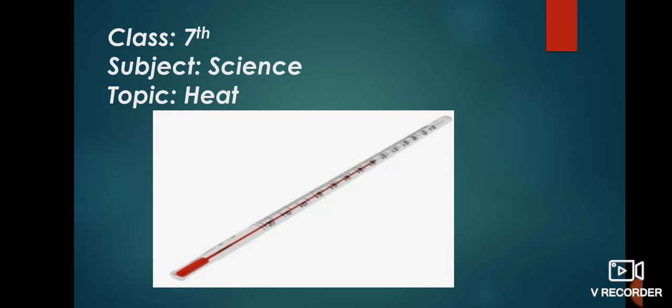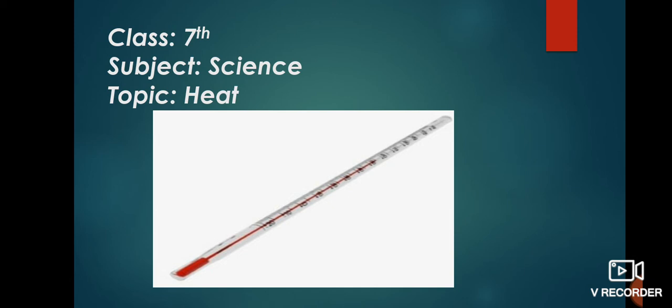Today I am going to explain the fourth chapter in science, Heat, for class 7th. In this chapter we will discuss the topic thermometer. Then what is a thermometer? A thermometer is a device that is used to measure the temperature of an object. Then what is temperature? Temperature is a physical quantity that expresses the hotness and coldness of an object.